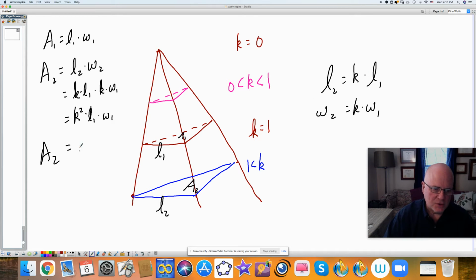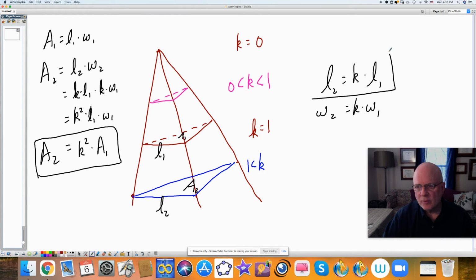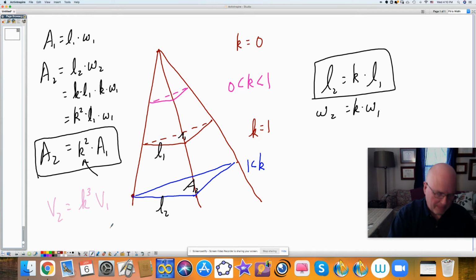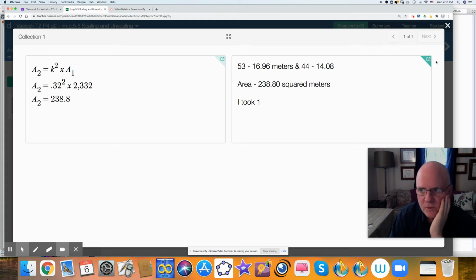Area 2 is equal to k squared times area 1. This is the big idea. So the lengths are proportional to the scale factor. The areas are proportional to the square of the scale factor. And later, we're going to discover that the volume, if we did a volume, is going to be proportional to the scale factor cubed of the original volume. Okay? That's the big idea of what's going on here.